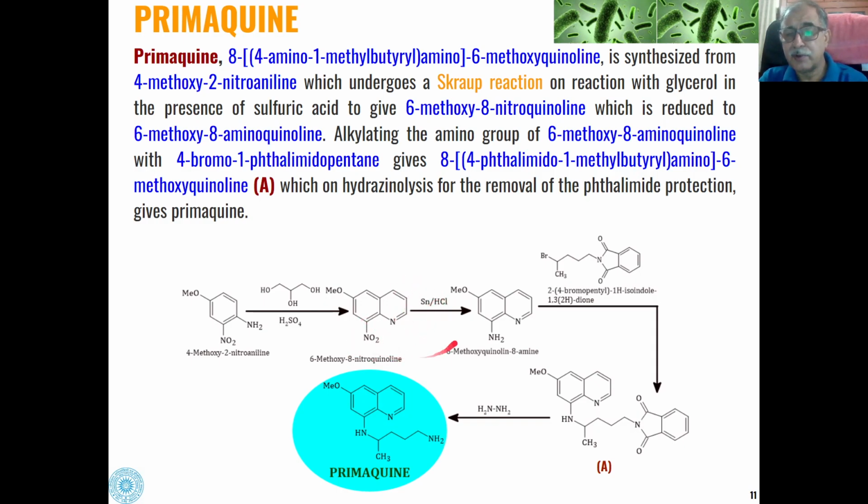This nitro group will be reduced to amino group, and this 6-methoxyquinolin-8-amine then condenses with this bromo derivative, 2-(4-bromopentyl)isoindoline-1,3-dione. This reacts with this quinolin-8-amine. So this will act as a nucleophile, will attack this carbon with the elimination of bromo from here and H from here. We will get this type of methoxyquinoline derivative, and this methoxyquinoline derivative then reacts with hydrazine to give us primaquine as the product. So this is how primaquine is synthesized through this method.